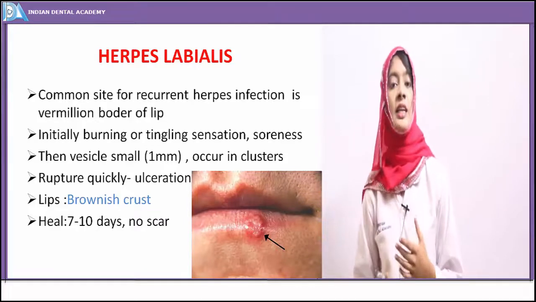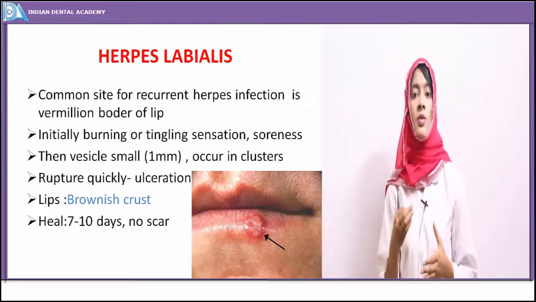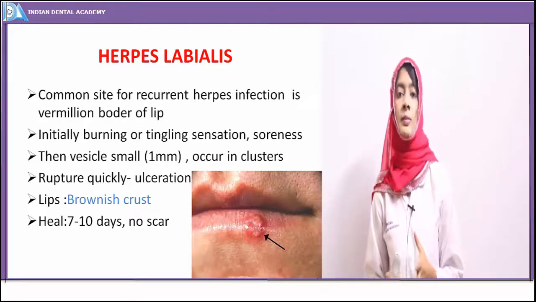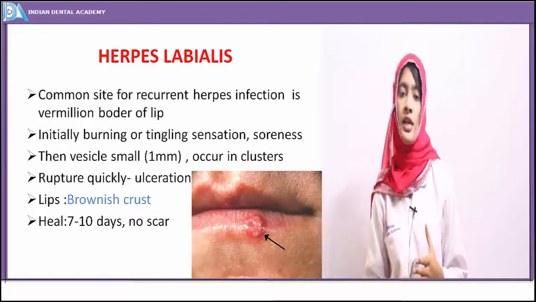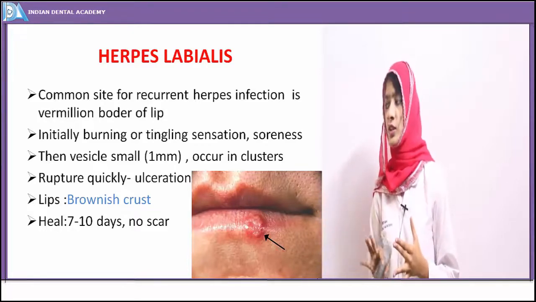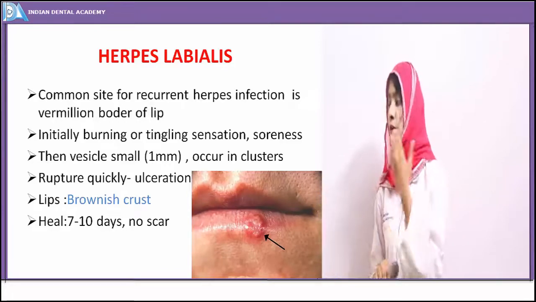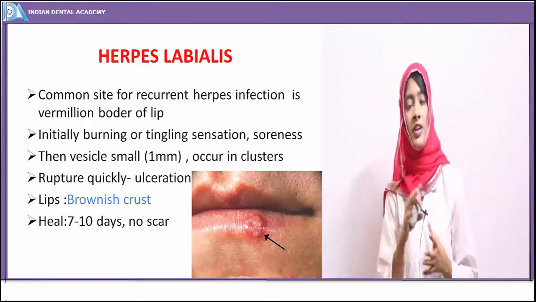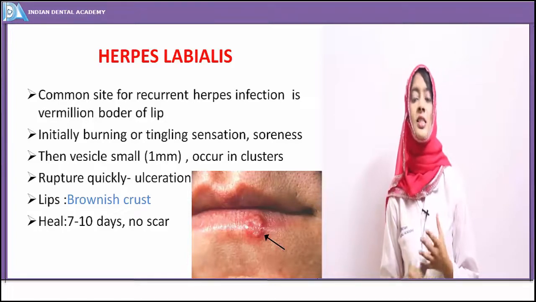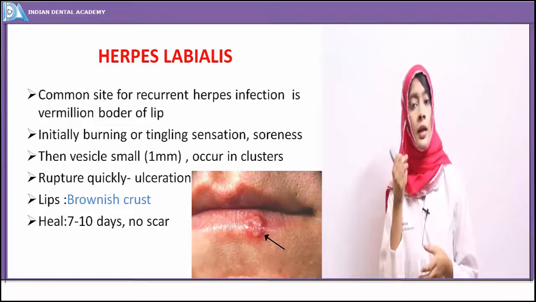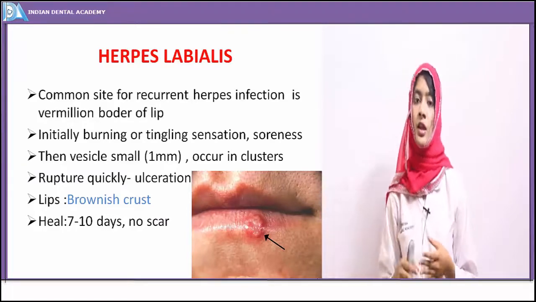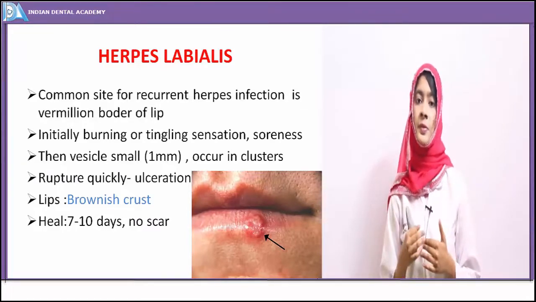So healing is self-healing, that is once the vesicles rupture and the ulcer forms, it automatically heals by desquamation, and there is no tendency for recurrence in cases of herpes labialis. So before the vesicles develop, initially you can feel a little bit of tautness or redness or tightening of the skin or pain in that area, or a pinkish inflamed area may be seen preceding the formation of the vesicles.